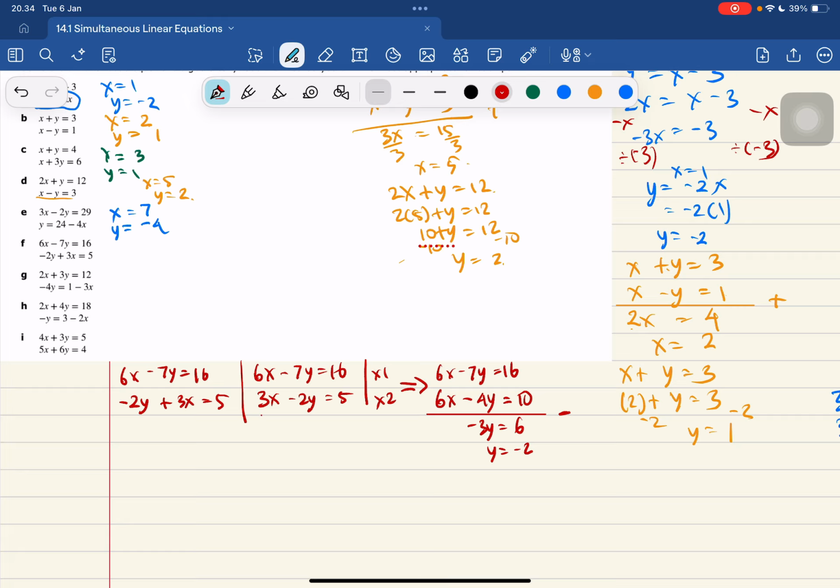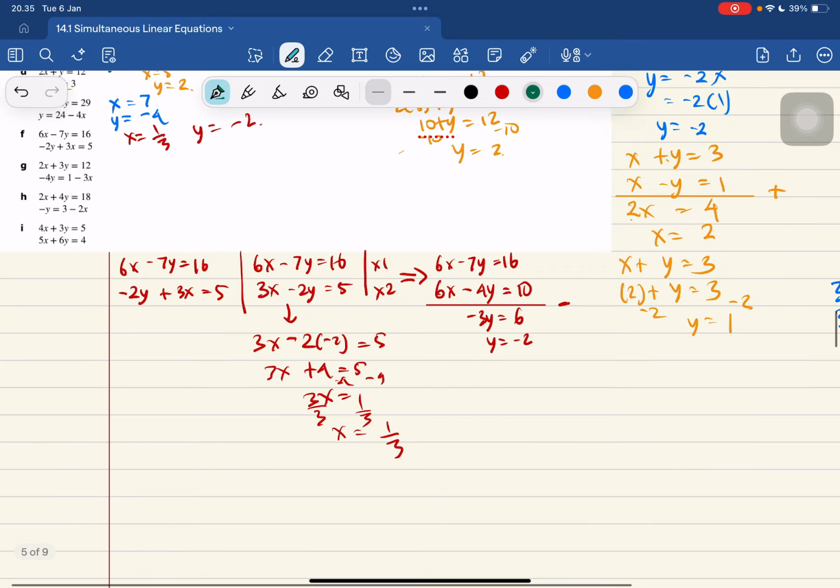So we got this equation. So 3x minus 2 times minus 2 equal to 5. So 3x plus 4 equal to 5. So 3x equal to, we minus 4 both of sides and just divide by 3. So x equal to 1 over 3. Okay, we got it. For f, x equal to 1 over 3 and then y equal to minus 2.